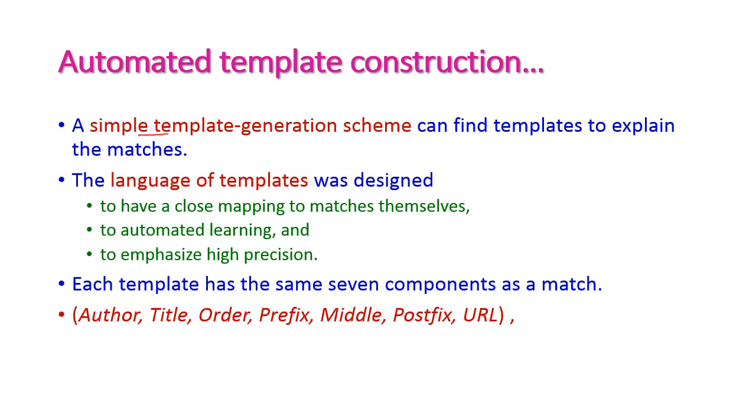This is a simple template generation scheme which can find templates to explain the matches. Here the language of templates is designed to have a close mapping to the matches themselves, to allow automated learning, and to emphasize high precision. Each template has the same 7 components as the matches. The 7 components we have already seen: author, title, order, prefix, middle, postfix and URL.